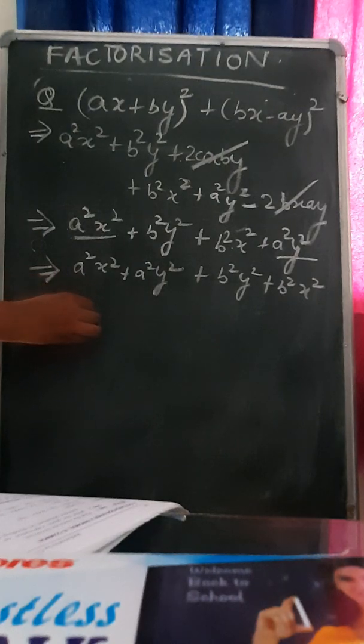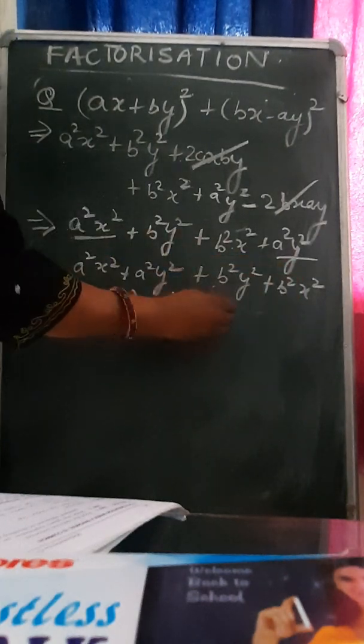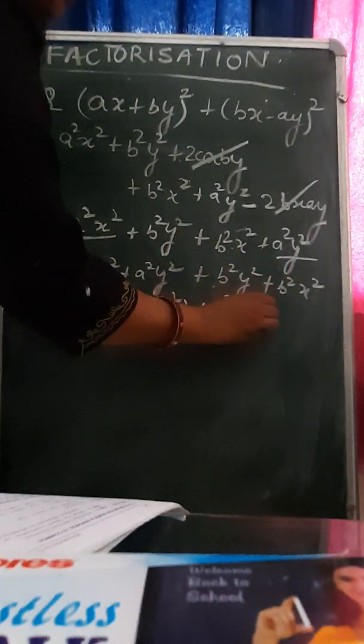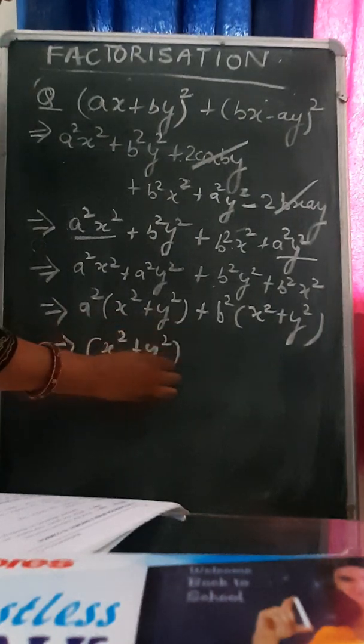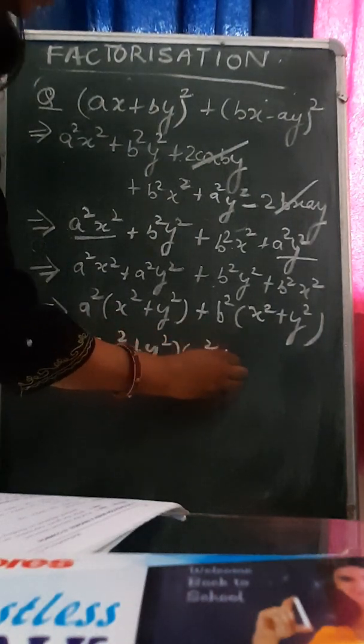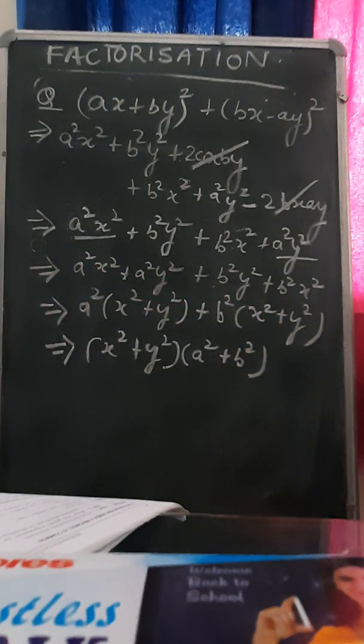This is a square I have taken common, so remaining in the bracket is x square plus y square, and here I have taken b square common, so it is x square plus y square. So this is x square plus y square and a square plus b square. This is the final answer.